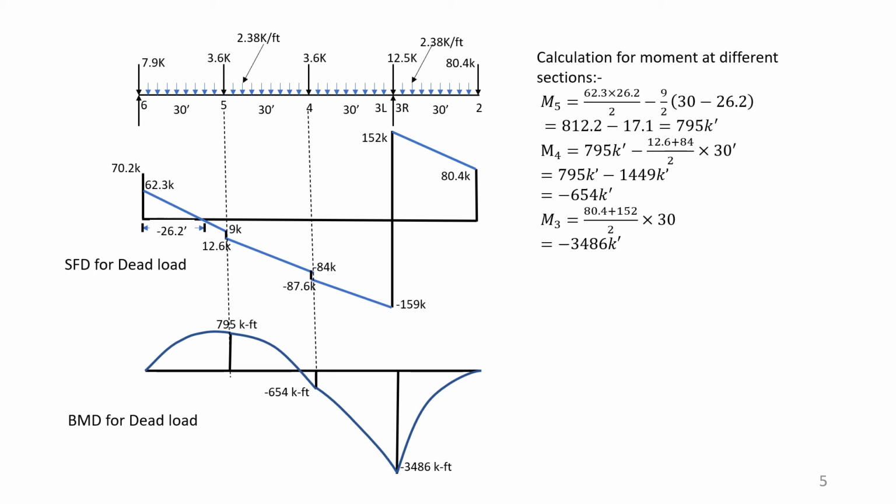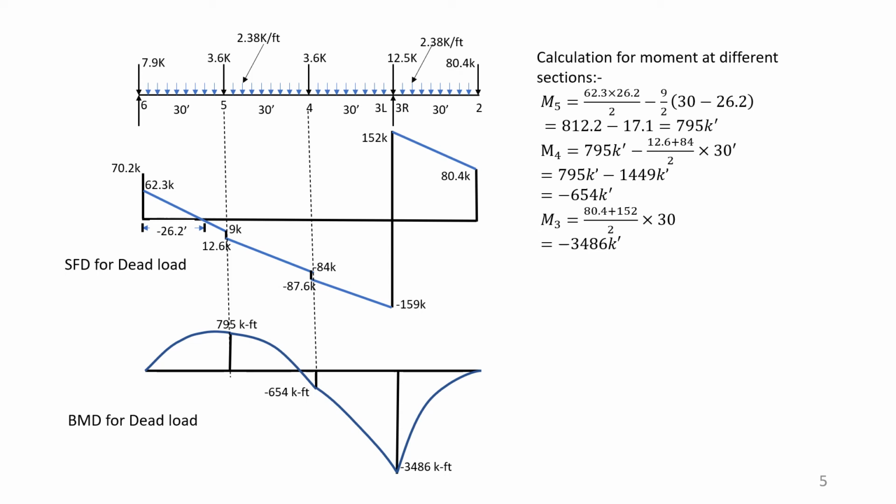shear of the support. And if we come from the right side of this beam, at the tip of the cantilever, the load is 80.4, and that is the shear at that point. And with this shear, if we add 2.38 into 30, that gives you 152 kip. And this is the shear diagram.